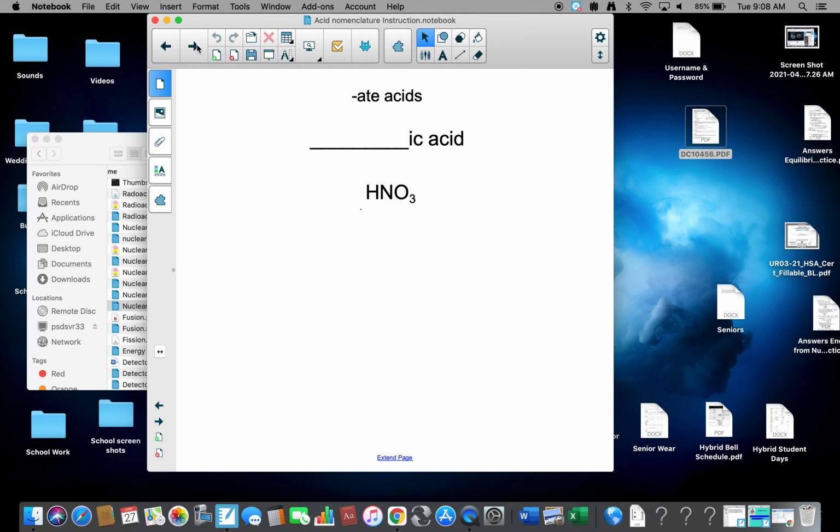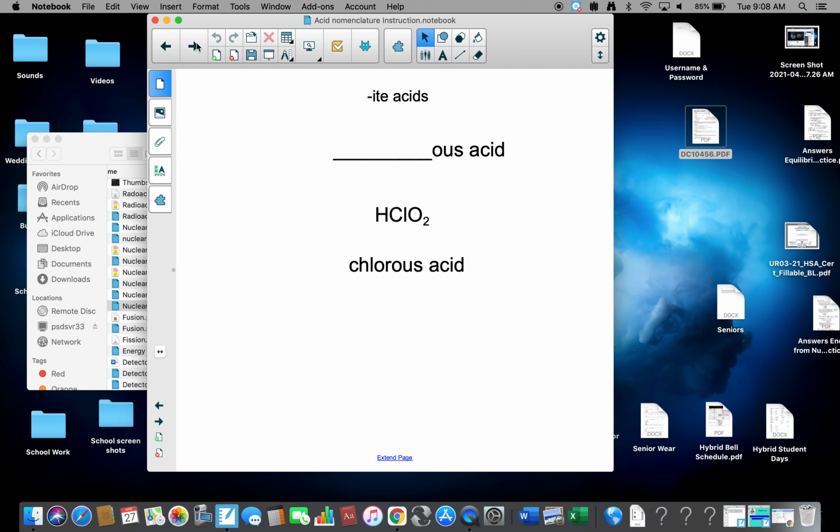So here we have the example HNO3. NO3 is nitrate. Take the ate off and replace it with ic, and we get nitric acid. All right, last ones, ite acids. Ite acids are going to be ous acids. So right here, ClO2 is chlorite. H out front identifies it as an acid. So take the ite off and replace it with ous, and it's chlorous acid.